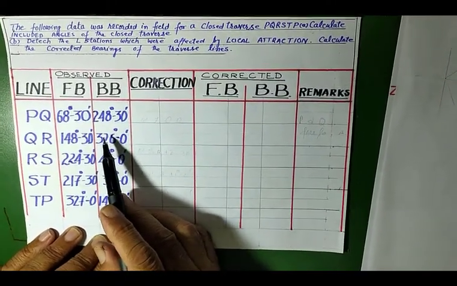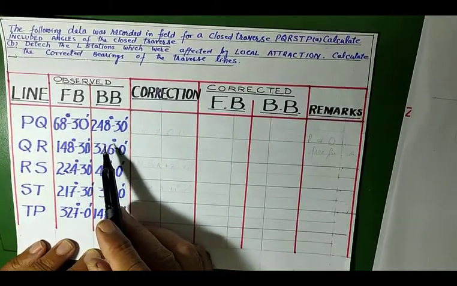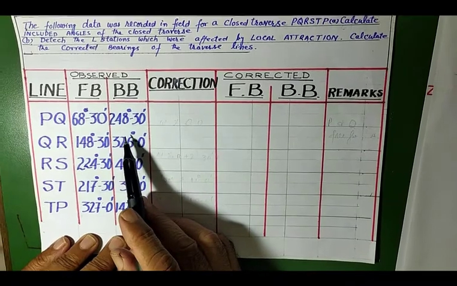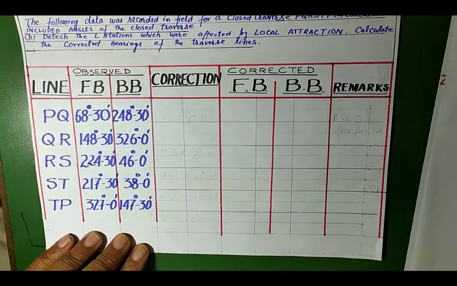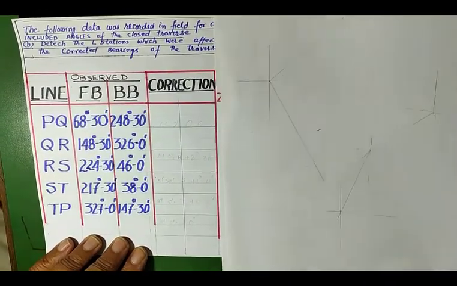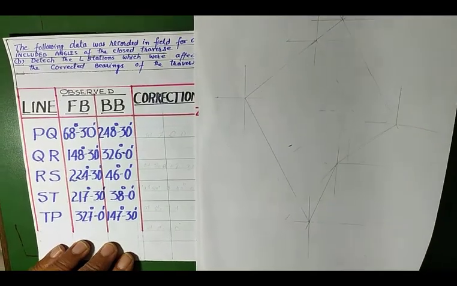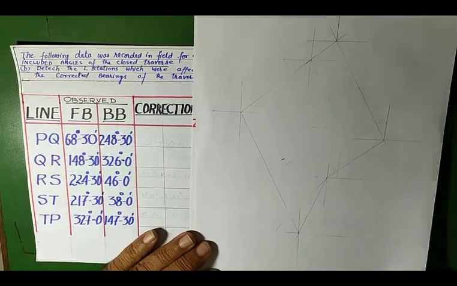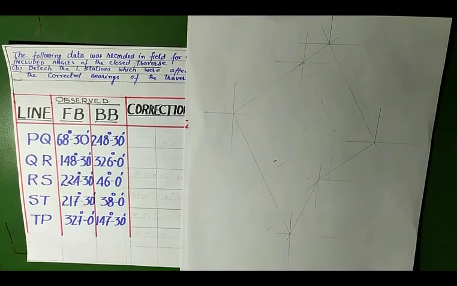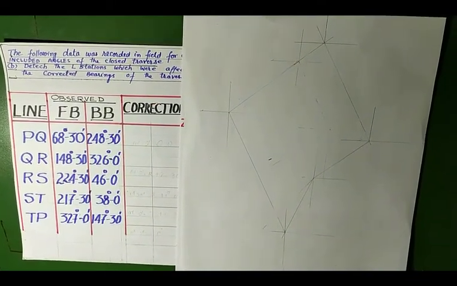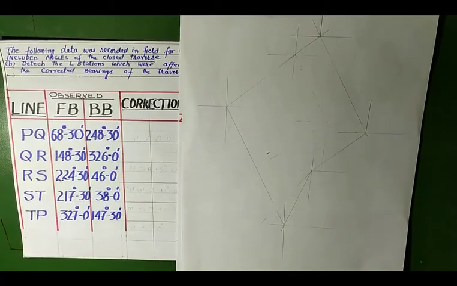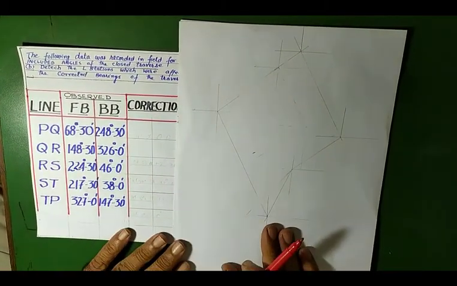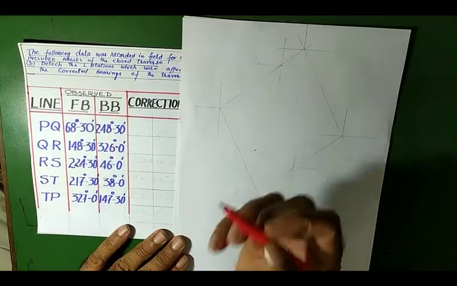So now for the further calculation of the included angles of the traverse, first of all we have to draw the proportionate sketch from the bearings of the traverse. So for example, I will start to draw the traverse like this. First of all, you take any bearing, either forward bearing or back bearing. So I will take the forward bearing of the lines.